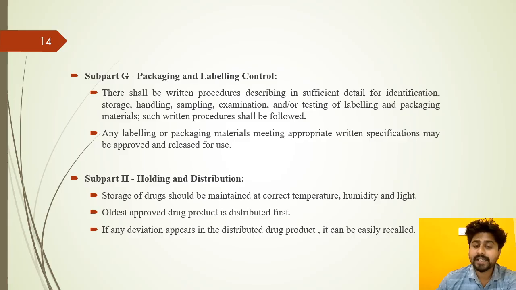H. Holding and distribution. Storage of drugs should be maintained at proper temperature, humidity and light. So the oldest approved drug product is distributed first. Which drug is stored earlier, it should be distributed first. And any deviation appearing in the distributed drug product, it can be easily recalled. And this is the main thing in the market. If anything like an adverse event or adverse drug reaction happens, it should be properly recalled in a channelized manner.